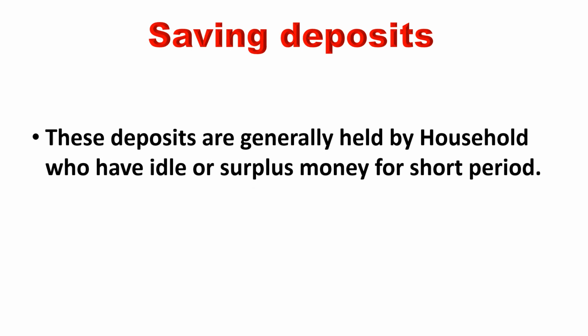Second type of deposit which is being given by the bank is saving deposit account. These deposits are usually held by the household. जो household होते हैं, जो घर के लोग होते हैं, ठीक है, वो जिनके पास surplus amount after doing all their expenses, कुछ जो सरप्लस अमाउंट बच जाता है, जो आइडल मनी बच जाता है, they wanted that money to be deposited in the bank for a short period of time. Okay, so saving account is being opened for those who are from the household and they wanted to deposit their idle or the surplus money in the bank.